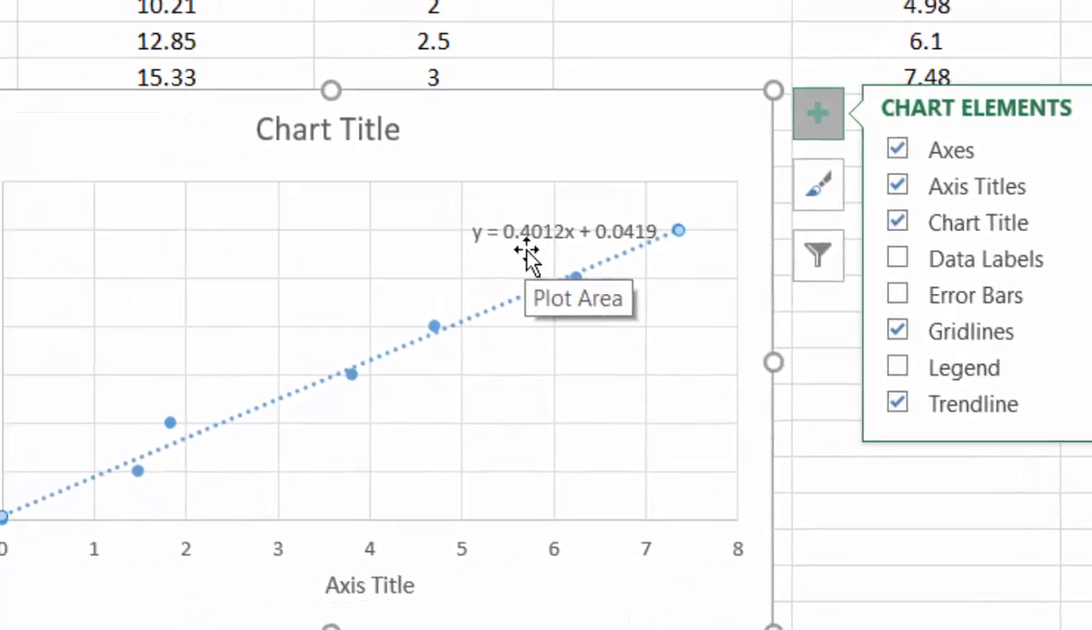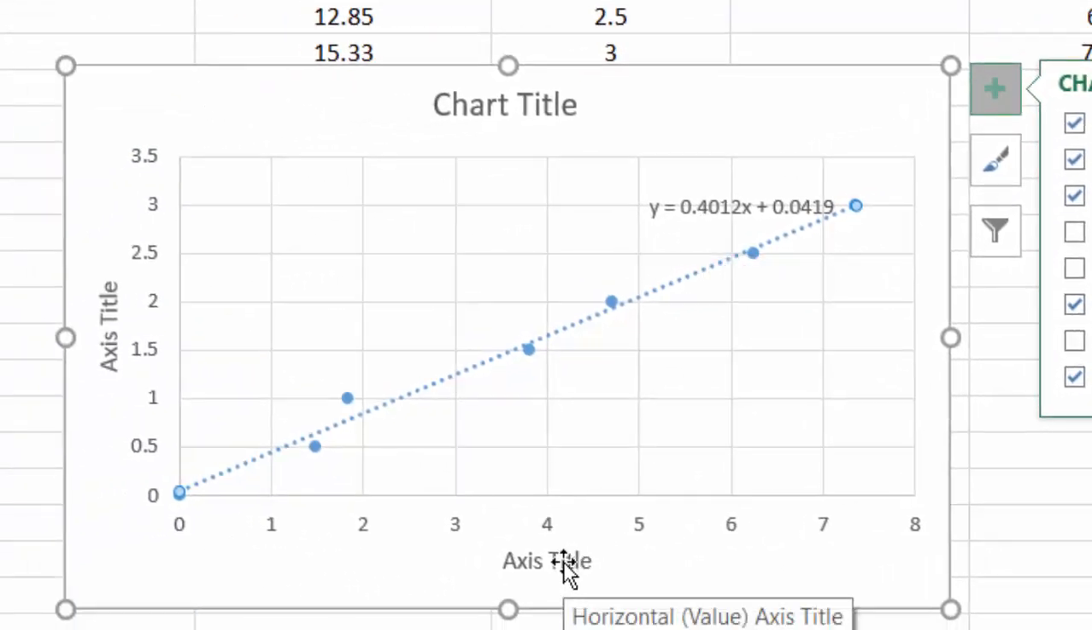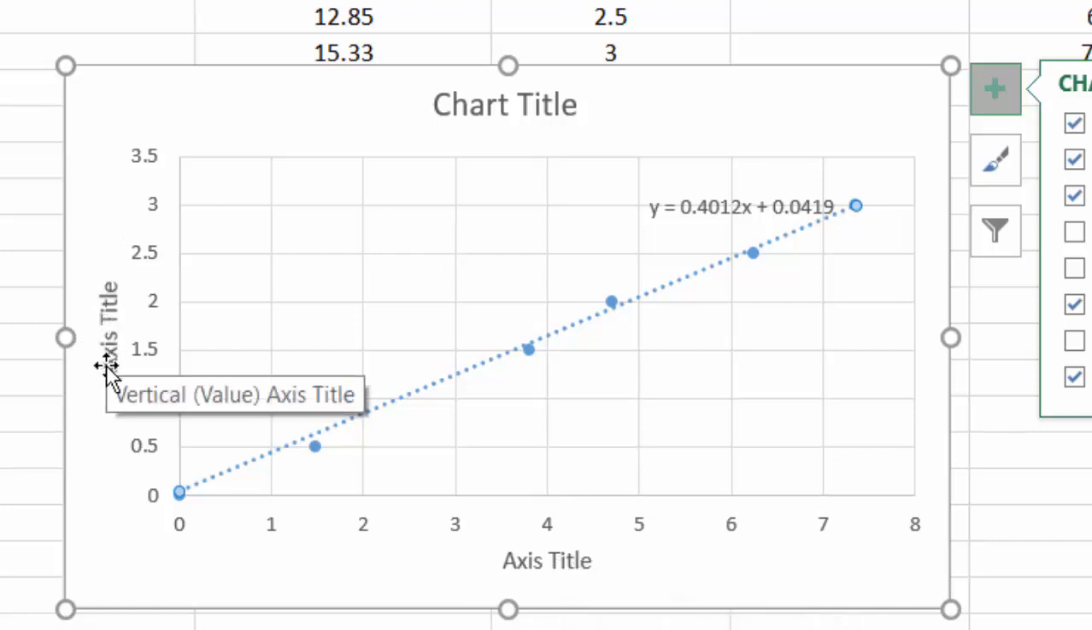One more thing before I finish here is you want to make sure when you title your axes that you not only say what information is contained here, but you also want to make sure that you include the correct units. So when we measured time, what units did we use? When we measured displacement, what units did we use? Make sure you include those.